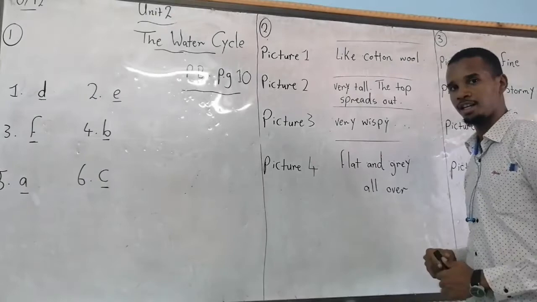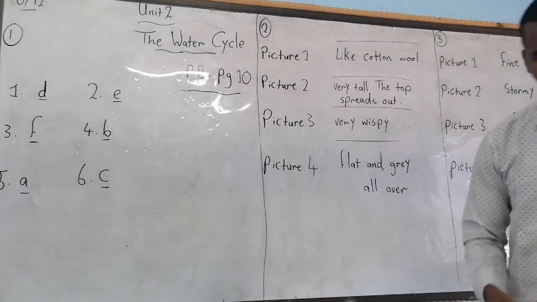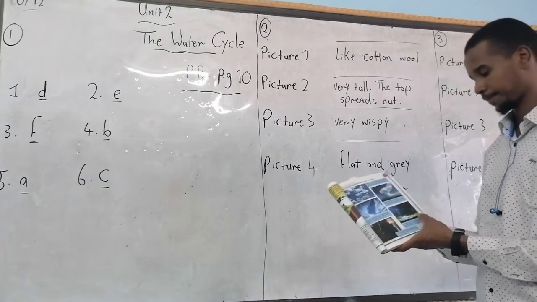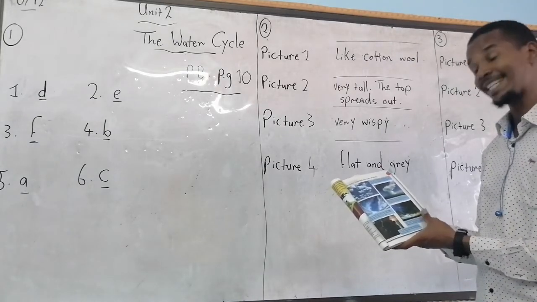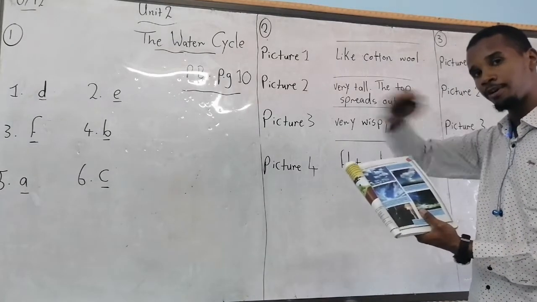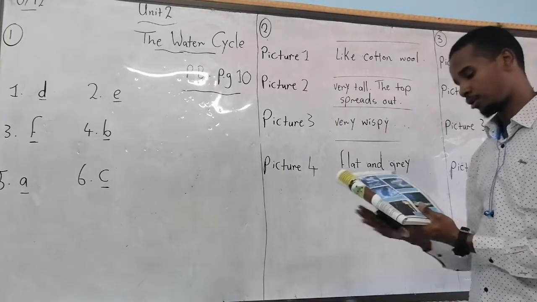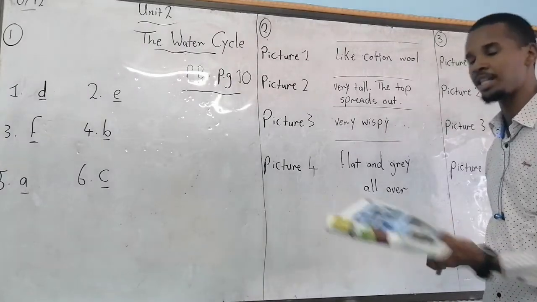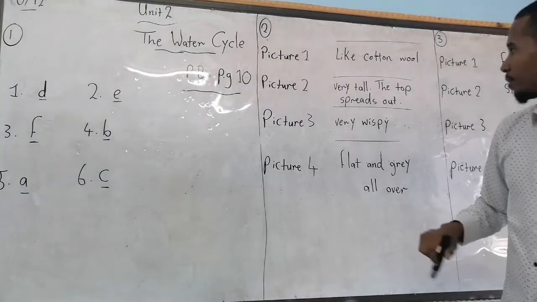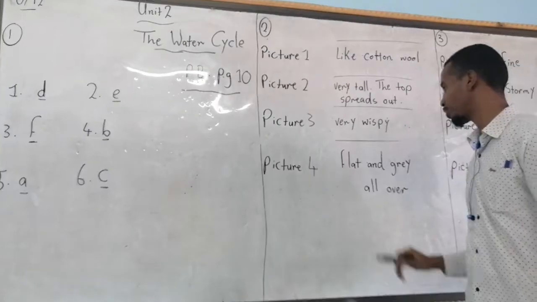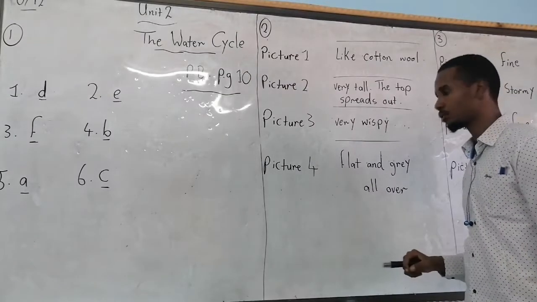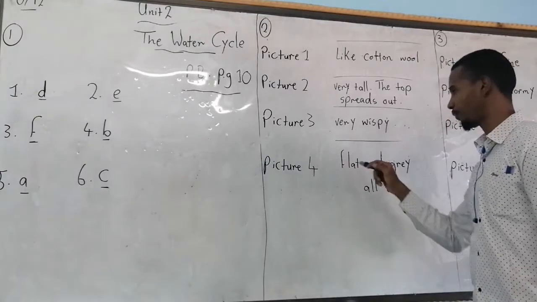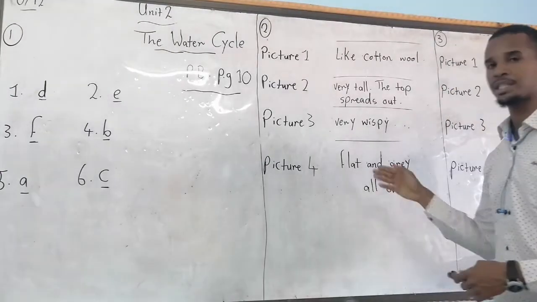Picture 4. Let's go to picture 4. What do the clouds look like? These clouds are flat and gray all over. Remember? Flat and they are gray all over. They are very low in the sky and usually mean that it will rain. So, picture 4, the last picture, the description of the clouds is flat and gray all over. I hope it's clear for you.